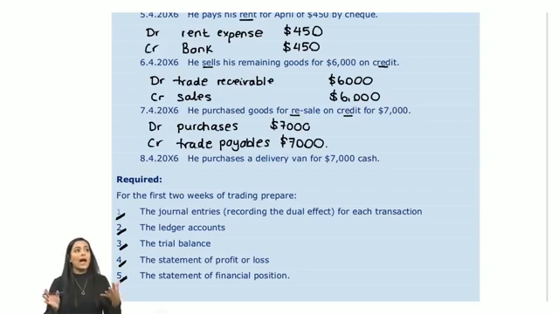Have a go at entering this in your T accounts, and then I'll be back to see if you've got it right or wrong. Thank you.